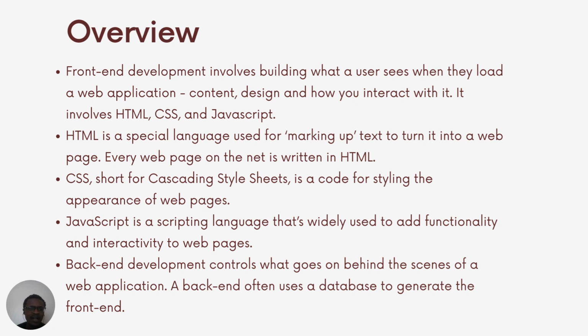HTML is a special language that you use to mark up text, which gives a page its structure. Every web page on the internet right now is built with HTML. Then we also use CSS. CSS is a styling language, which is used to improve the appearance of web pages: the colors, the background, the size of the images, the spacing between text elements, images, and other elements of the page. You do that with CSS.